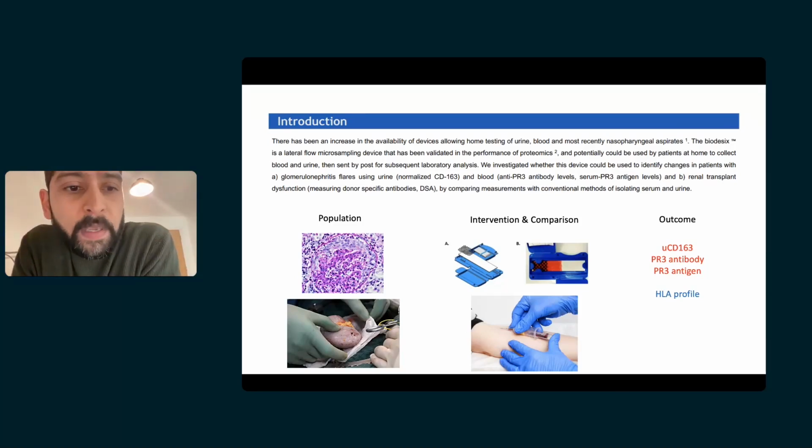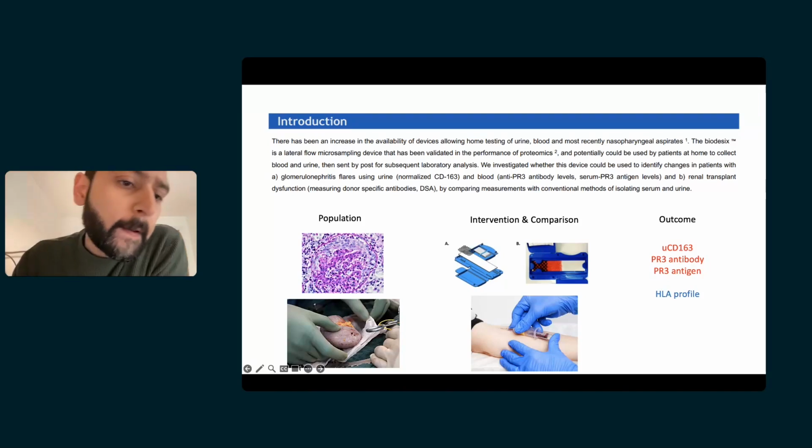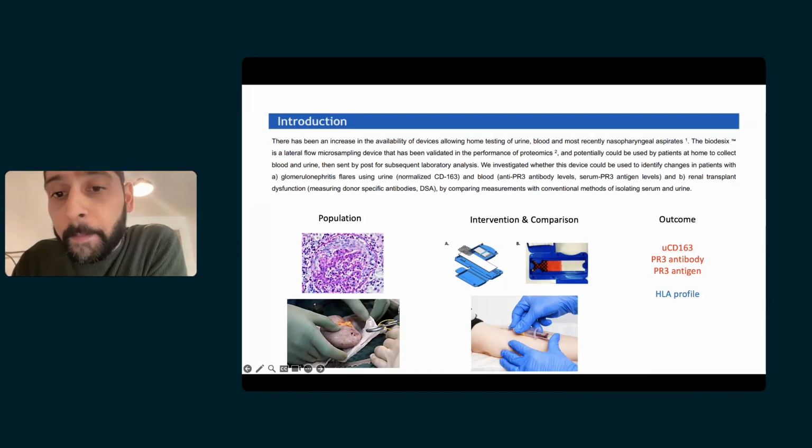The population that we focused on in this project was those that have glomerulonephritis and those that have had a kidney transplant and are at risk of having high levels of HLA or donor-specific antibodies. The intervention that we compared was the use of the Biodesix device in comparison to traditional methods of sample acquisition. This included traditional venipuncture, but also traditional means of processing the sample within our in-house laboratories.